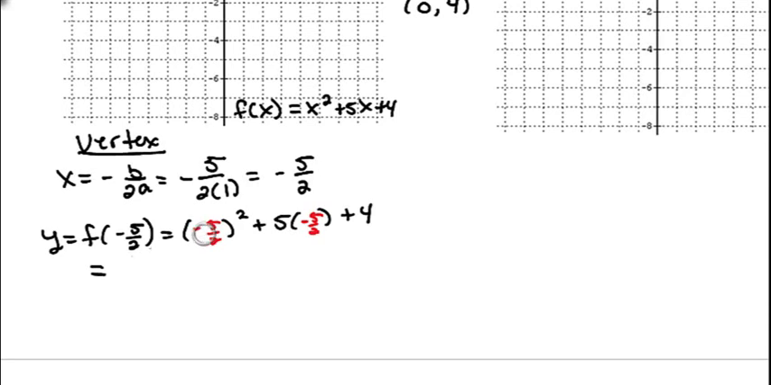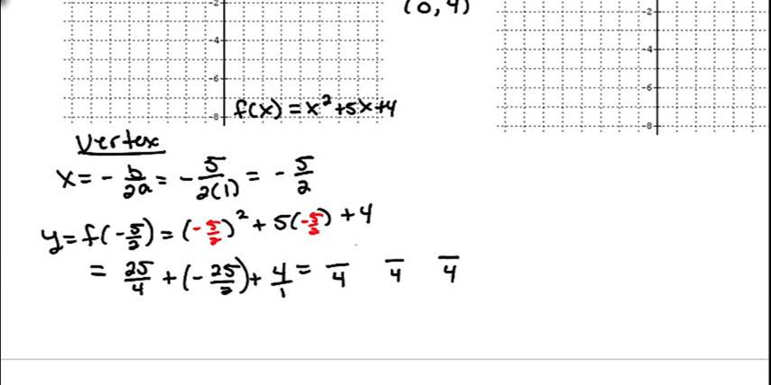So -5/2 squared is +25/4, and 5 times -5/2 is -25/2. And then we have plus 4. We need a common denominator, and we can think of 4 as being 4 over 1, so we have a 4, a 2, and a 1, so our common denominator is going to be 4 here.